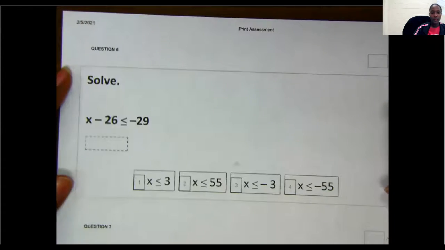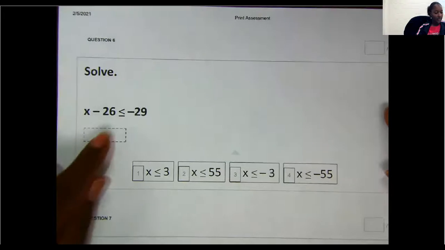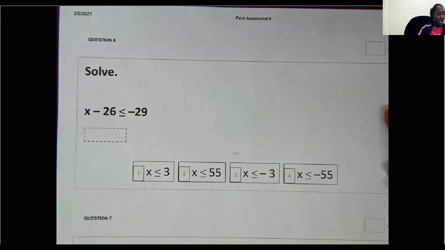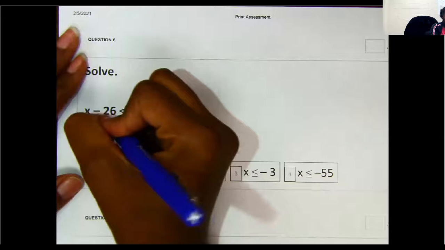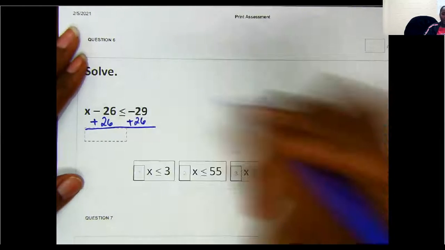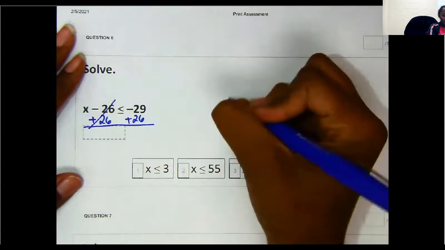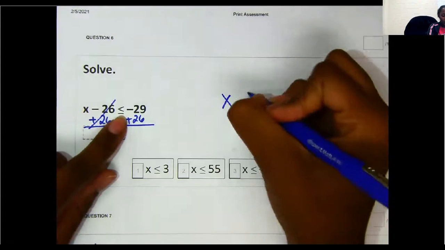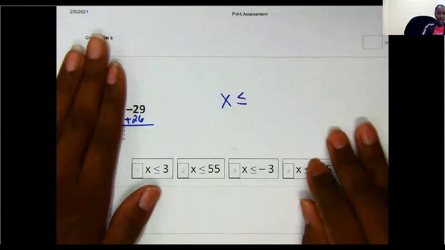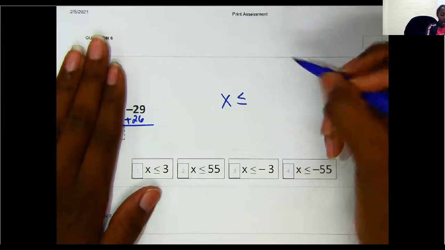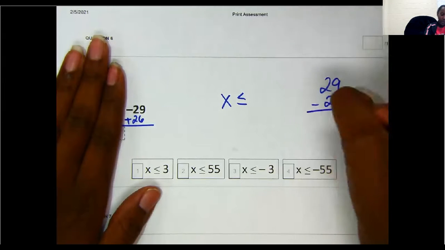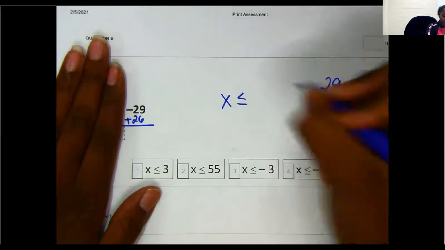Then we have this. X minus 26 is less than or equal to negative 29. I want X by itself, so I need to get rid of the negative 26 by doing the opposite, which would be a positive 26. Okay, this cancels and leaves us with X. Then I have my inequality symbol. Now, I have a negative 29 and a positive 26. They have different signs. When they have different signs, you subtract. 6, 7, 8, 9.